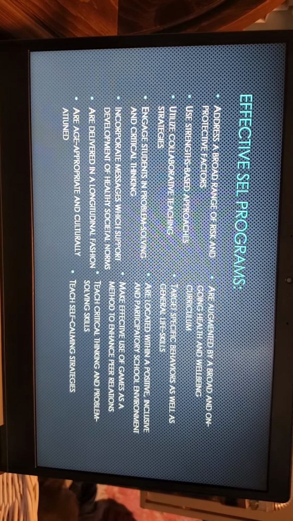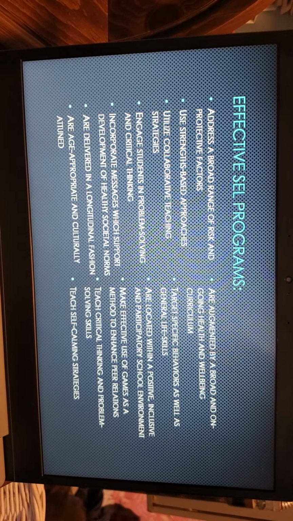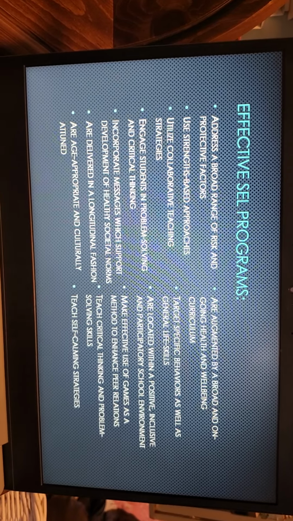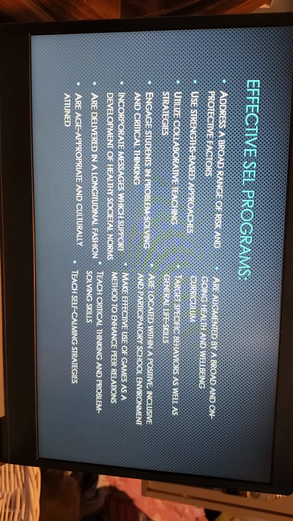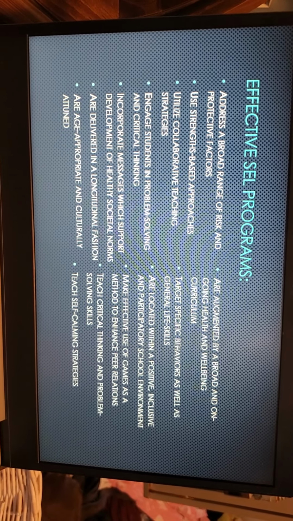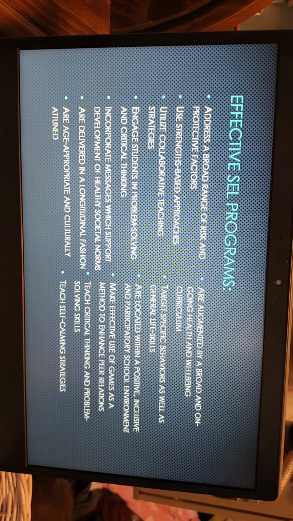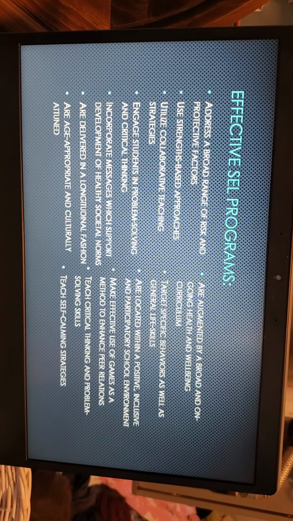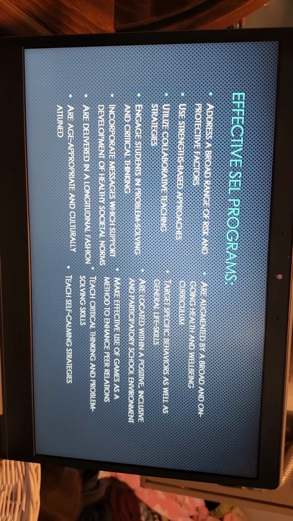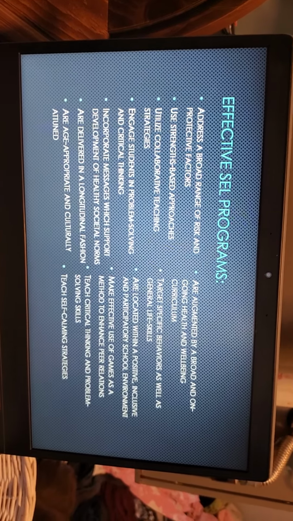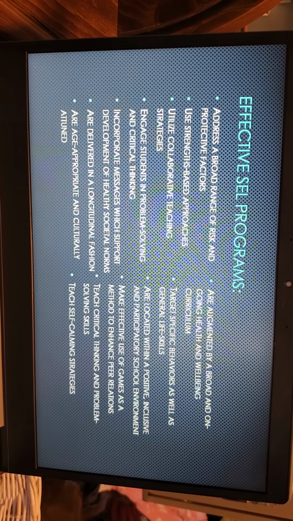And here are some things that make an SEL program effective. To be an effective, good SEL program, they need to address a broad range of risk and protective factors, use strengths-based approaches, utilize collaborative teaching strategies, which I just went over on the previous slide, like the role playing and the small group discussions, things like that. Engage students in problem solving and critical thinking.